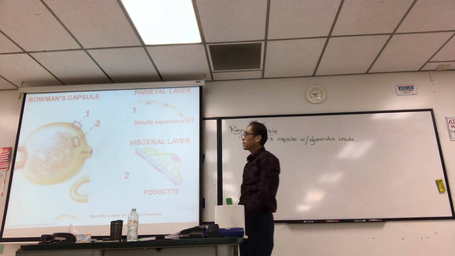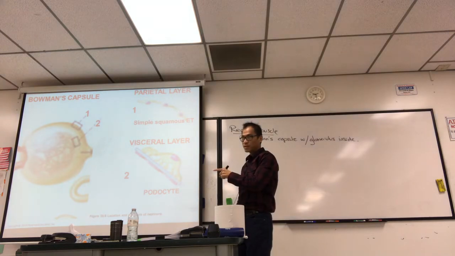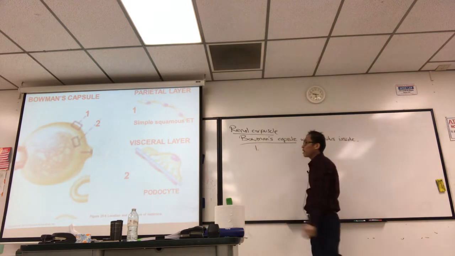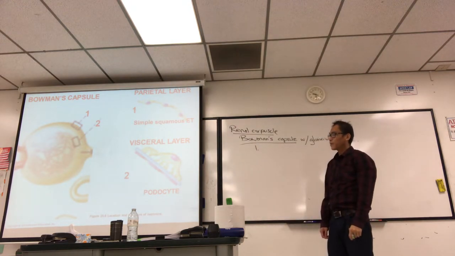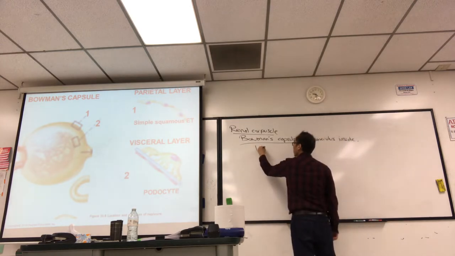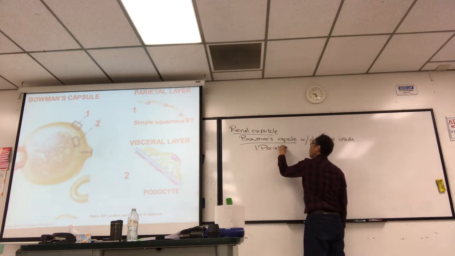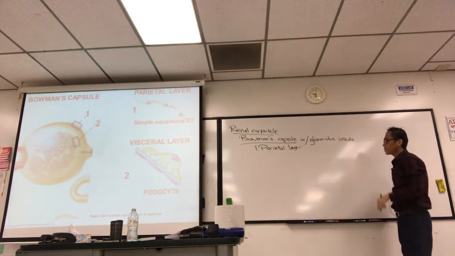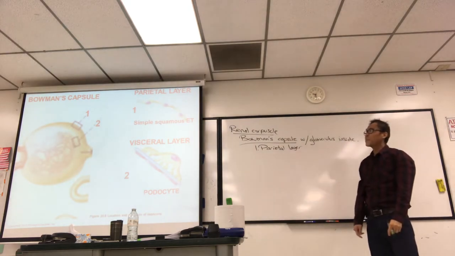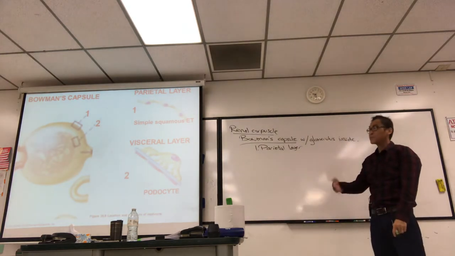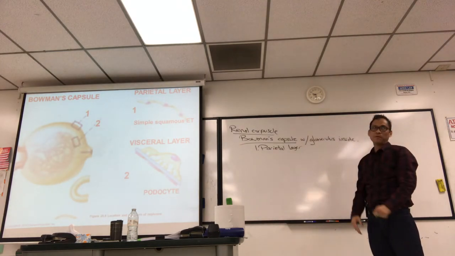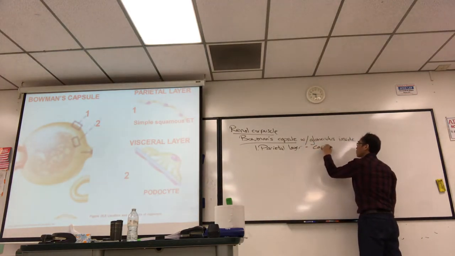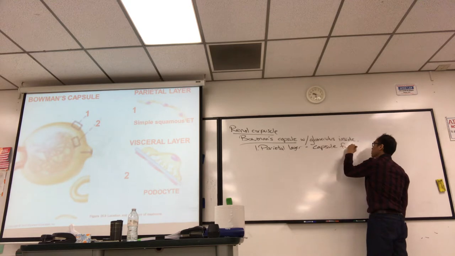Talk about the Bowman's capsule, because it's double layered. It's not a single layered capsule. The Bowman's capsule, as you can see here, I have one and two. One is a parietal layer, two is considered a visceral layer. So the parietal layer of Bowman's capsule is basically, as you can see, a simple squamous epithelial tissue. Its function is catching all of the filtrate.